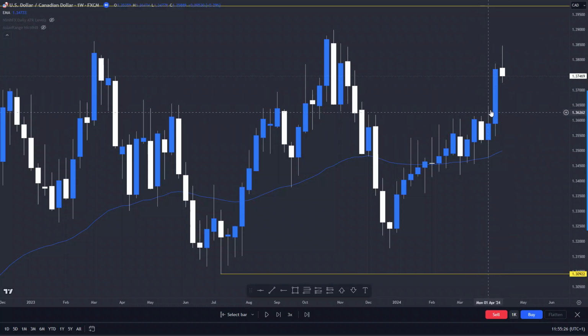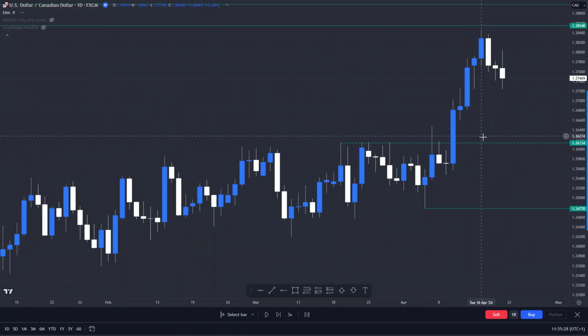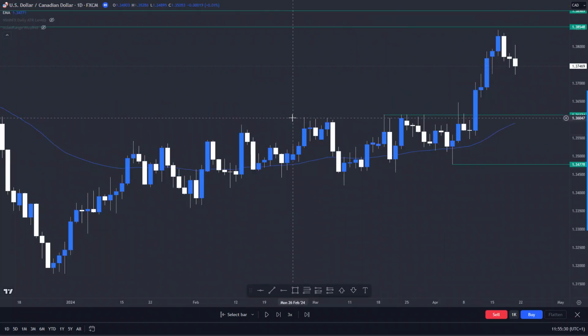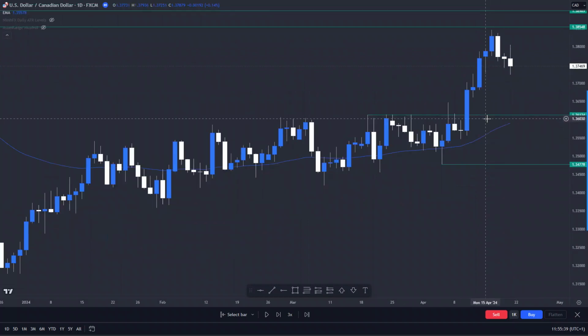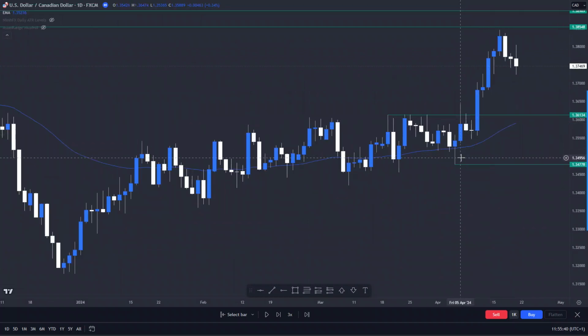If you go to the daily, you can see just coming back to retest this previous resistance, which held for a number of weeks around here. It just sort of made common sense after this big run up to have a bit of a pullback and come back into it. So yeah, I was short going into the week.